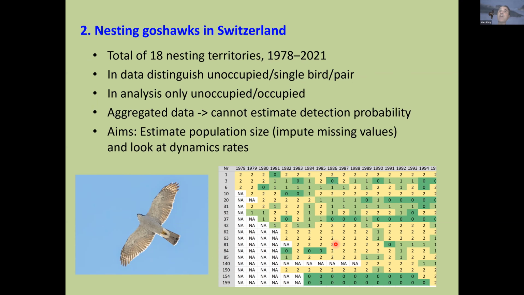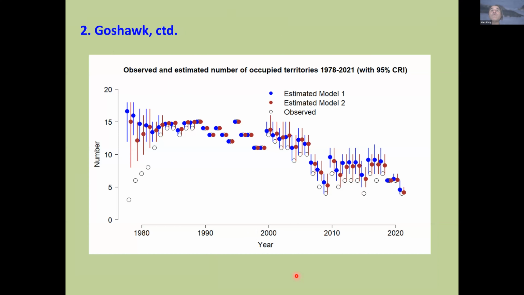I only have the aggregated data here, so I could not formally estimate detection probability, but under the assumption that detection probability is close to 1, I can still come up with a formal estimate of population size, so estimate these missing values, correct for coverage bias, and then look at the dynamics rates. So this is what is shown here.